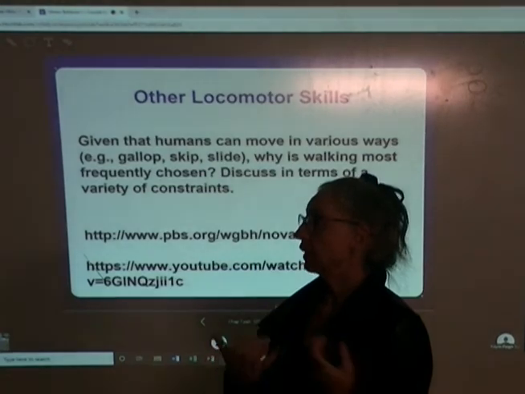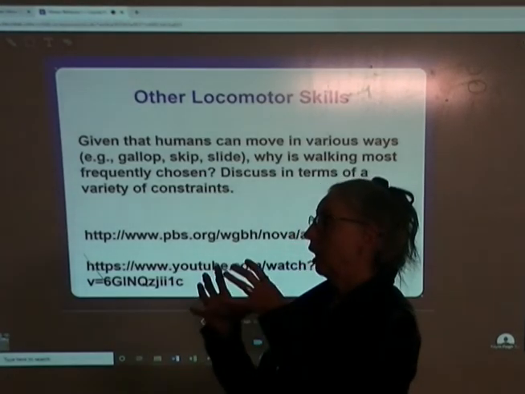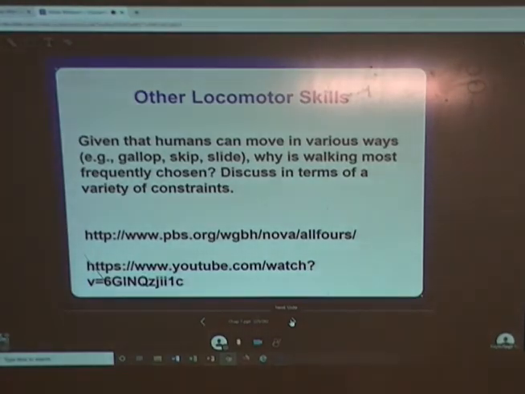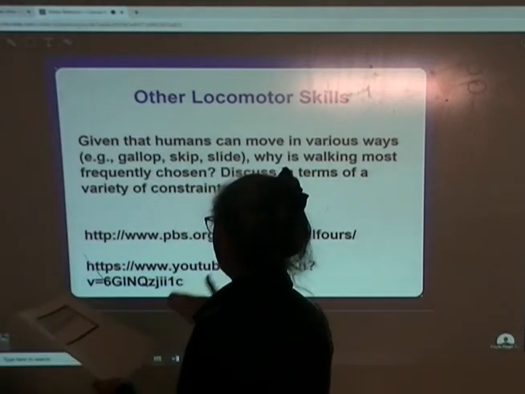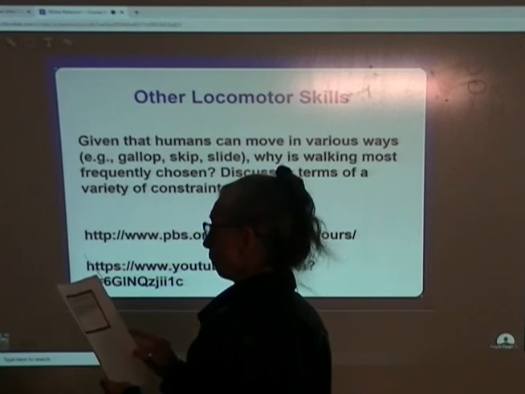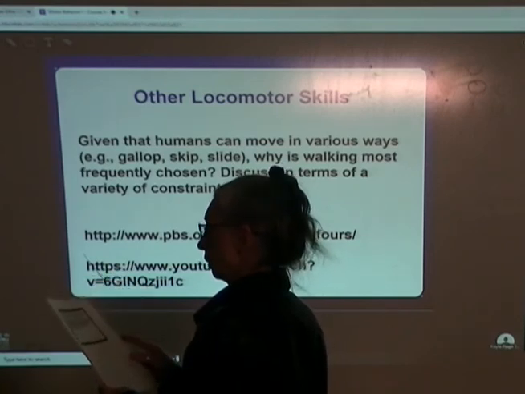In my view, it's because I can walk quite quickly, but it doesn't take the amount of energy. So physiologically, it's more efficient to walk than to gallop, because to gallop I have to get off the floor, and that takes a lot of energy and force and strength. Other people may have different ideas about that. Okay.